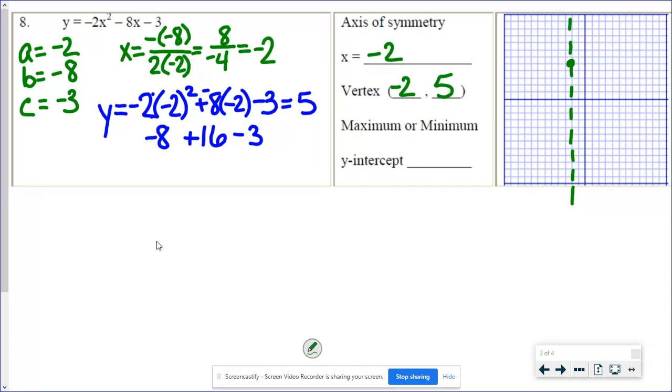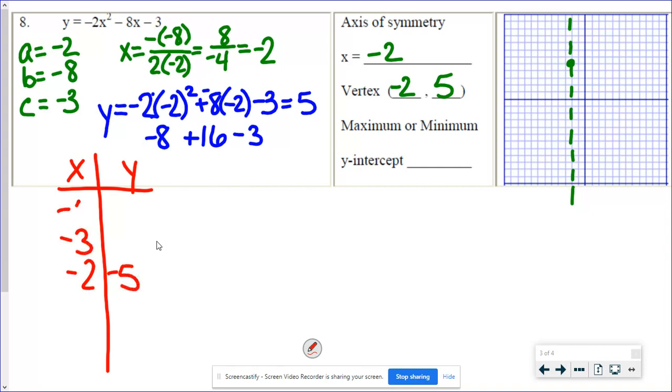When I make my table, I'll have negative 2, 5 as my vertex. That'll be in the middle. So negative 3 and negative 4 are smaller. Negative 1 and 0 are bigger. And again, so many negatives here. This is a really good problem that, if you're comfortable with your calculator, try this on your calculator.